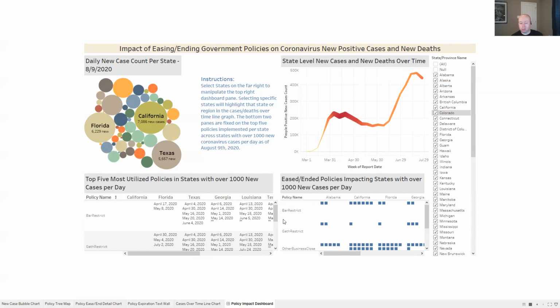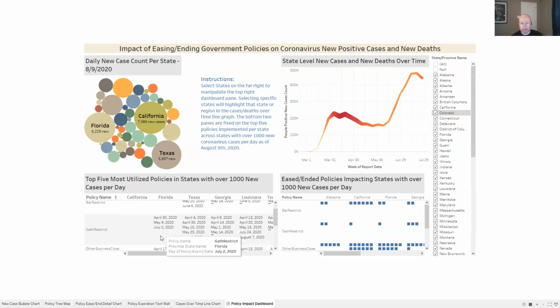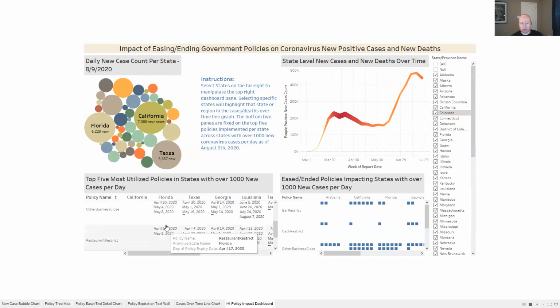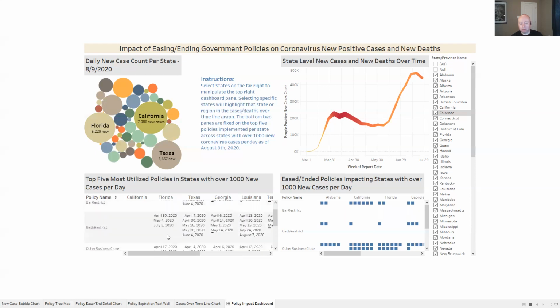So what we have here in these two bottom quadrants is this particular chart, which shows localities and state policies that were eased or ended during a specific period of time, from the 1st of March to the beginning of August. And then over here, you have specific dates that those policies were ended. It doesn't show you exactly what locality, but it gives you a general idea that, for instance, Florida had a pair of bar restriction policies, and both of those ended in April and May, and then further gathering restrictions ended in April, May, and then July, and that most of the policies associated with Florida ended in April and May. So what can you do with that?